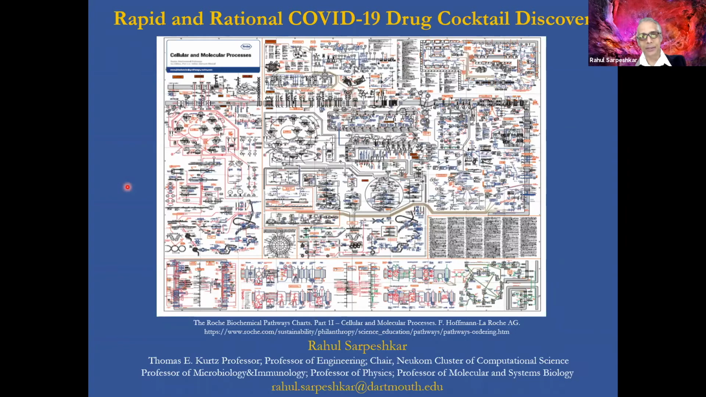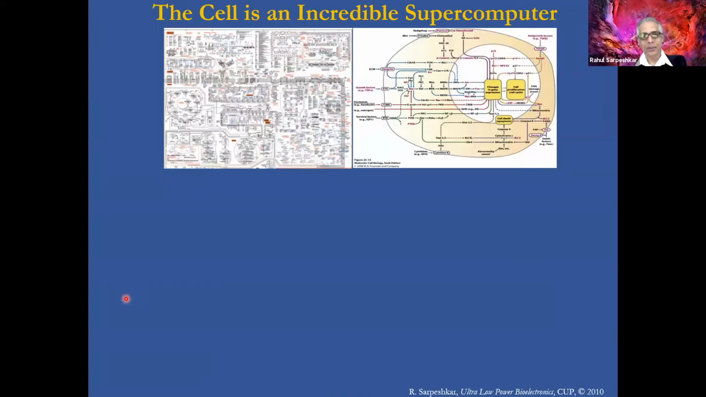And in general, any disease is difficult to find drugs for, because we're dealing with a very, very complicated system. And this is just a single cell. So in fact, I'm showing you the metabolic pathways of the cell on the left and some of the pathways that are involved in cancer on the right.